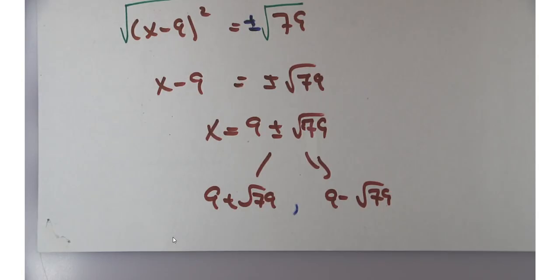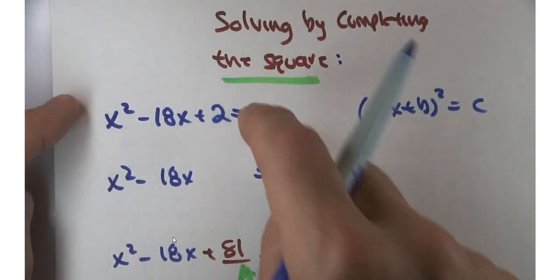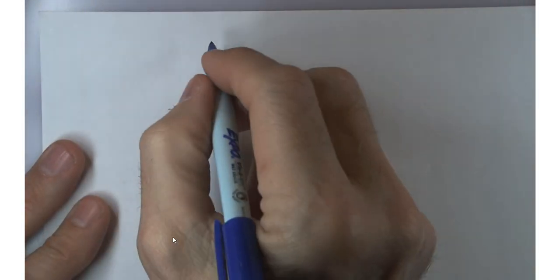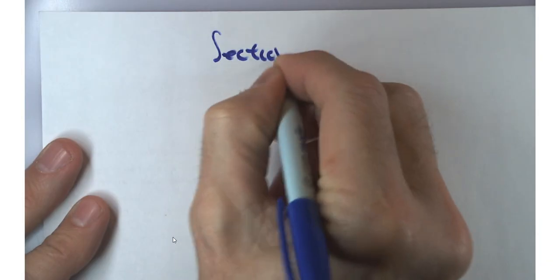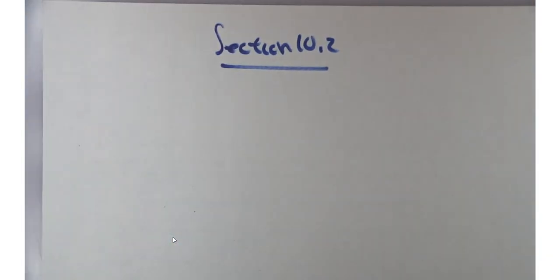All right, well, if I'm not going to ask you to solve by completing the square, how are we going to solve this? What are we going to do? That's a great question. Let's find out. So this is section 10.2. How about if I give you a formula for solving all of these problems? So this is going to be the quadratic formula.